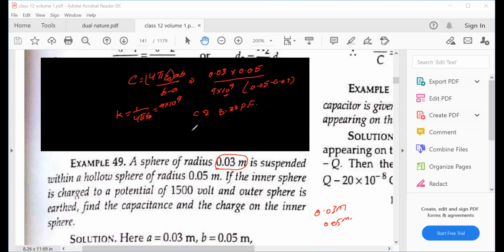What we need to find is the charge. Q is equal to CV. C is equal to 8.33 picofarad, that is 10 power minus 12, and the voltage is 1500. So 8.33 into 10 power minus 12 into 1500. When you multiply it, you'll get approximately 1.25 into 10 power minus 8 coulomb. This is the charge value of the capacitor.